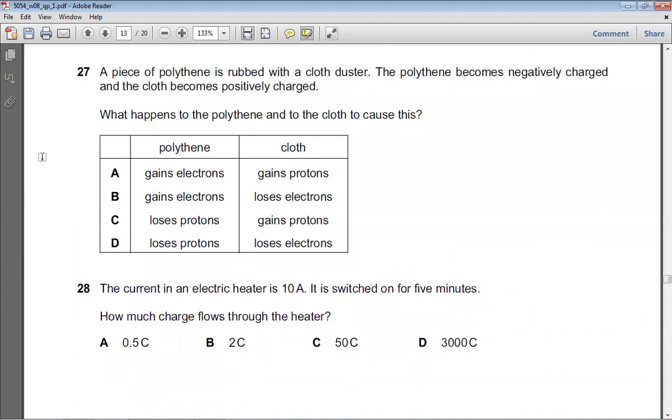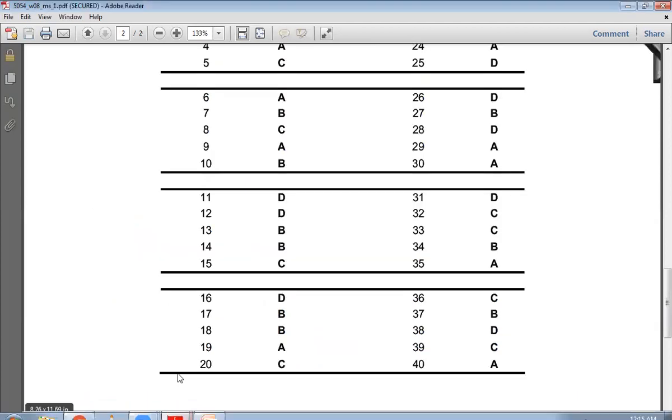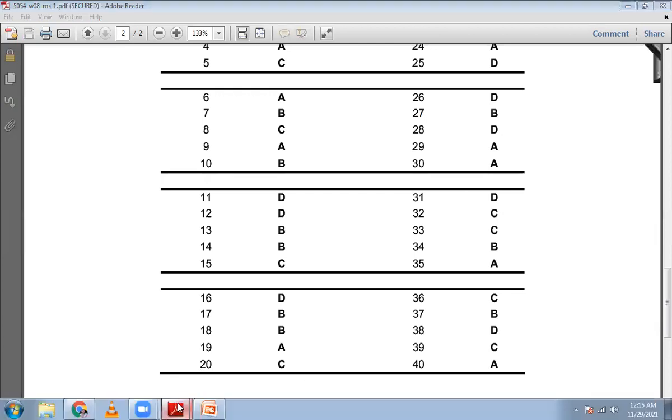A piece of polythene is rubbed with a cloth duster. The polythene becomes negatively charged and the cloth becomes positively charged. What happens to the polythene and to the cloth? You see, the polythene has become negative, so electrons have transferred onto the polythene. It means the polythene has gained electrons. And the cloth has become positively charged, so it has lost electrons. So I think D looks the best option. Question number 27, B is the right option, sir.